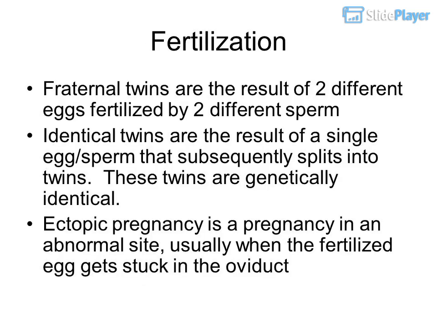Fertilization. Fraternal twins are the result of two different eggs fertilized by two different sperm. Identical twins are the result of a single egg/sperm that subsequently splits into twins. These twins are genetically identical. Ectopic pregnancy is a pregnancy in an abnormal site, usually when the fertilized egg gets stuck in the oviduct.